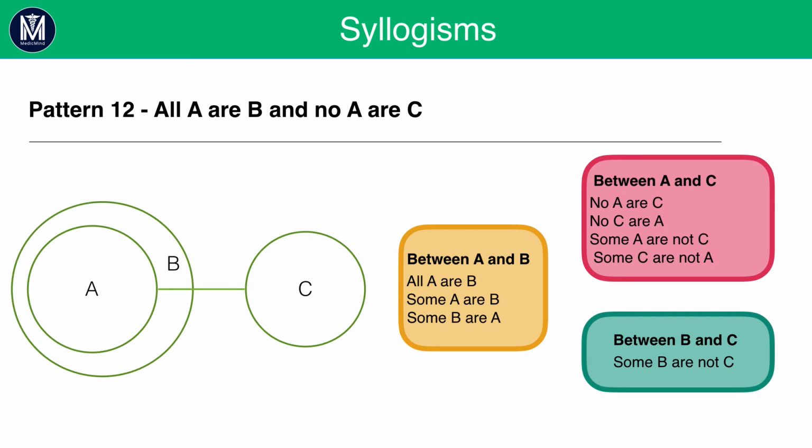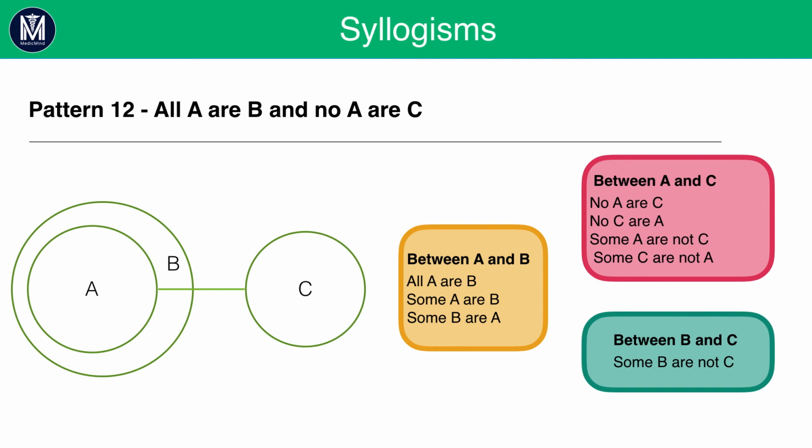The next pattern now. All A are B and no A are C. Very similar to one we've seen before. So B is enclosed in A, and there's no relationship between A and C. Between A and B, all A are B, some A are B, and some B are A. Between A and C, no A are C, no C are A, some A are not C, and some C are not A.